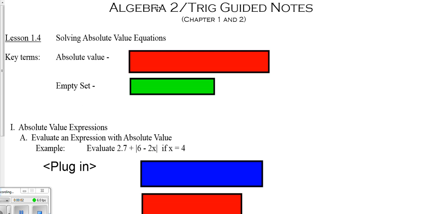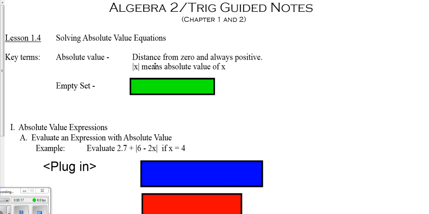All right, we're now in Algebra 2, the first unit, Unit 1, which is Chapters 1 and 2 put together. We're on Lesson 1.4, which is all about solving absolute value equations. So our key terms, absolute value is just a number's distance from 0, so it's always positive.